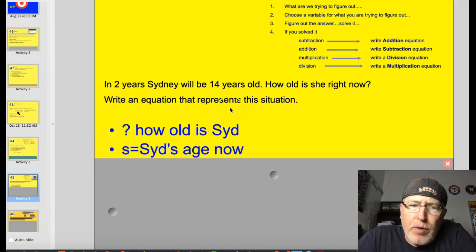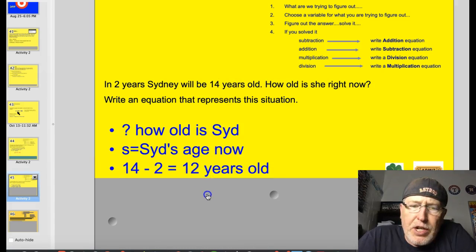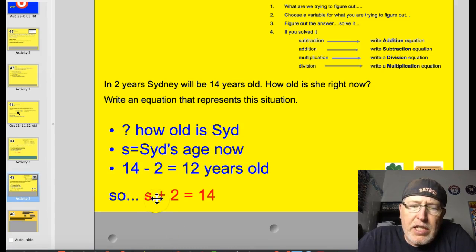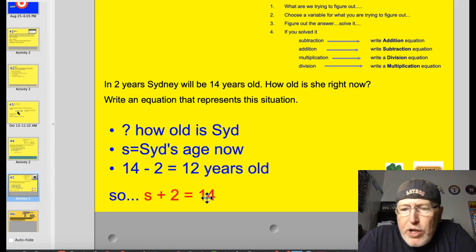All right, solve the dumb problem. Well, it's going to be 14 years minus 2 years is 12 years. She's 12 years old right now. So I solved it with subtraction, so I'm going to write again with addition. So Sid's age now plus 2 more years is going to make 14 years. The equation makes sense.